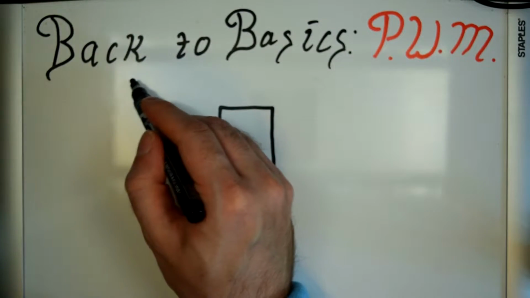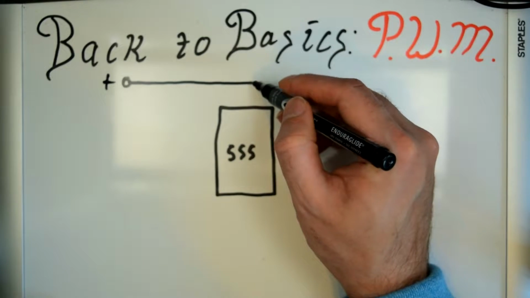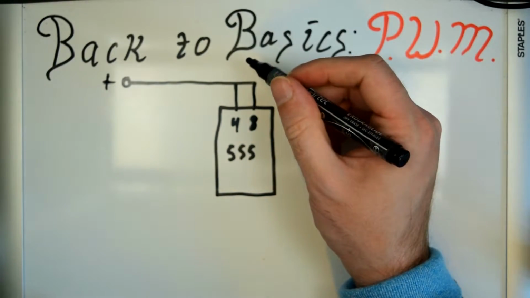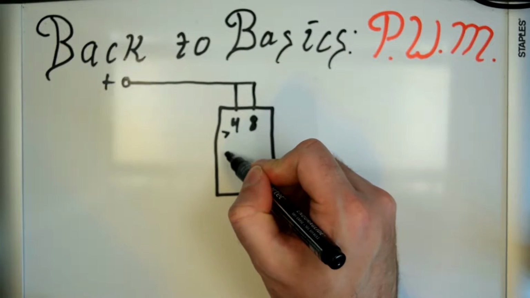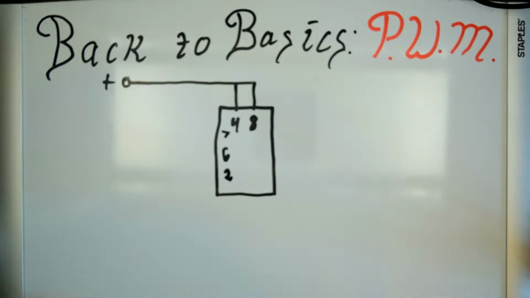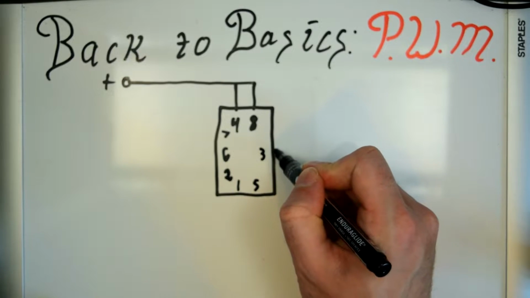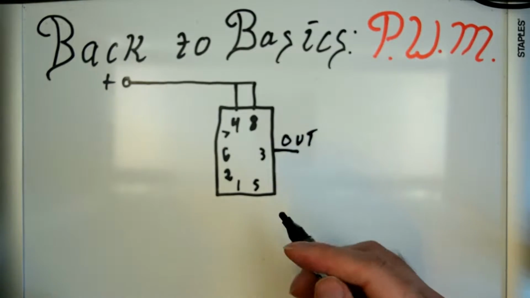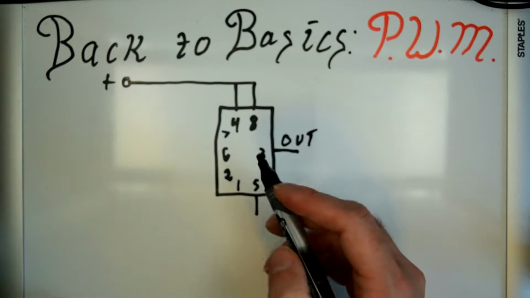We're going to have plus voltage, and pins 4 and 8 are here. They just go to the positive voltage. I'm going to just erase this here. 7, 6, and 2. Just got to reference my off-screen circuit diagram here. Pin 1 and 5, and pin 3. Pin 3 is out. So that's the signal that comes out of the triple nickel timer. Then 5 is just left floating, or if you want, you can also tie it to ground.